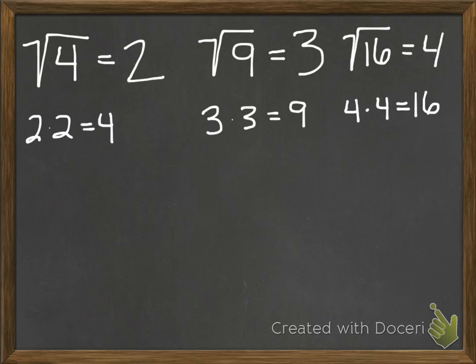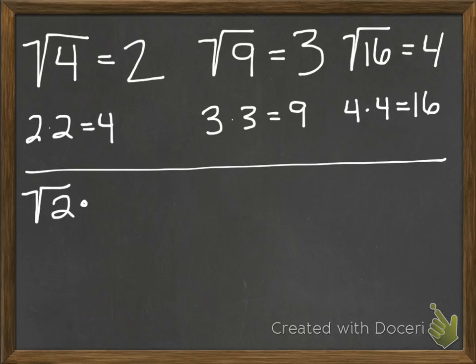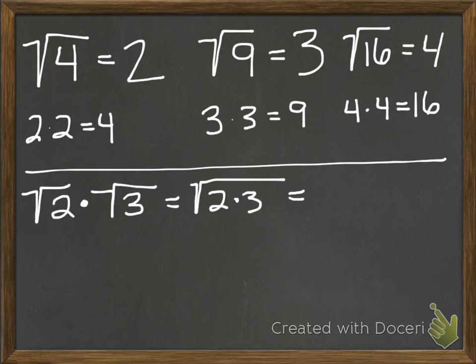So let's talk about a couple of the properties of working with radicals. Let's say we've got the square root of 2 multiplied by the square root of 3. The property says that you multiply them and they both can come under the radical like this. So the square root of 2 times the square root of 3 becomes the square root of 2 times 3, which is equal to the square root of 6.